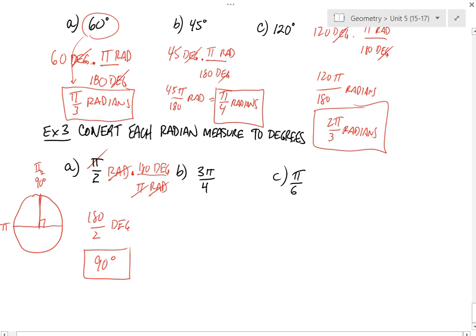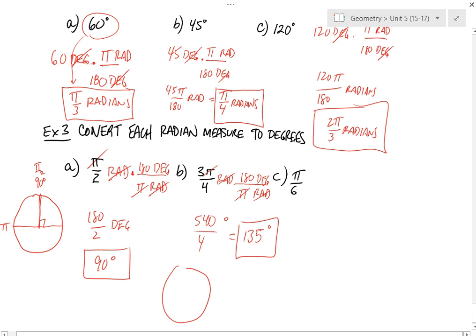Example B, again, this is in radians, and we want the radian measure to go away, so we put radians in the bottom, degrees in the top, and so this is 180 degrees is the same as pi radians. The radians cancel, the pi's cancel, we get 3 times 180, which is 540 over 4 degrees, and that is 135 degrees. So 3 pi over 4 radians is the same as 135 degrees.